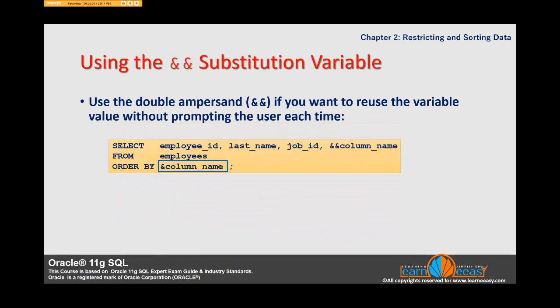Double ampersand substitution variable. You can use the double ampersand substitution variable if you want to reuse the variable value without prompting the user each time. The user sees the prompt for the value only once. Example: SELECT employee_id, last_name, job_id, &&column_name FROM employees ORDER BY &column_name. In the example in the slide, the user is asked to give the value for variable column_name only once. The value that is supplied by the user, department_id, is used for both display and ordering of data.